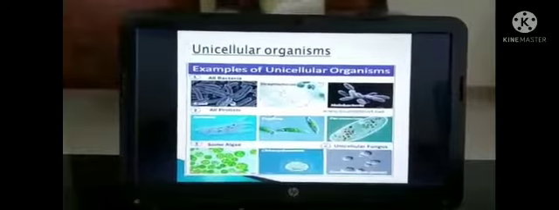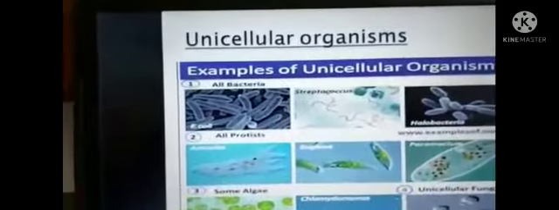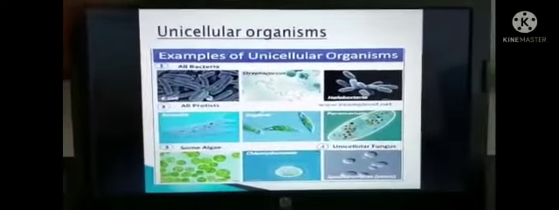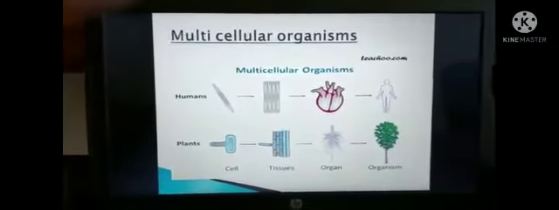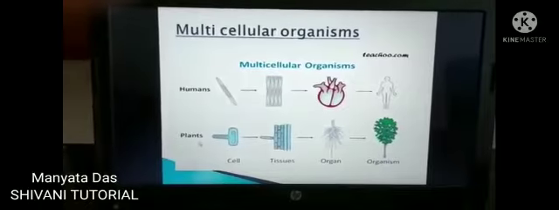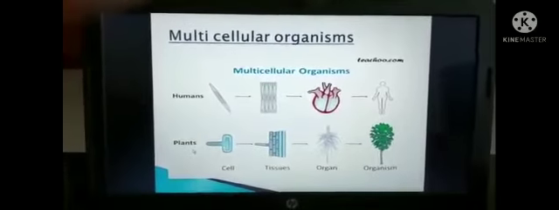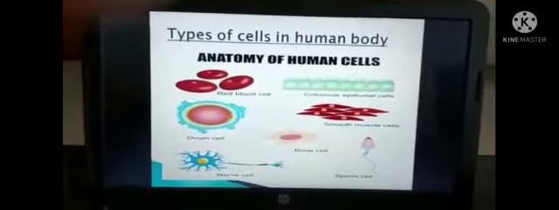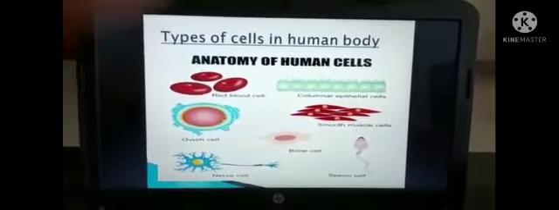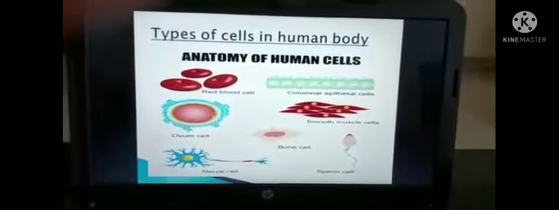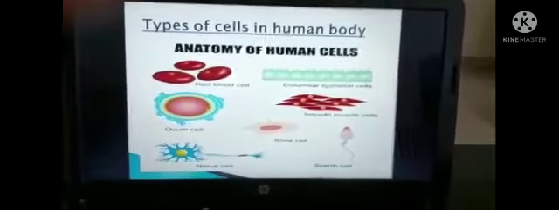So these are some of the unicellular organisms which include bacteria, protists, and some algae. And these are multicellular organisms which include humans and plants. Now these are the types of cells in the human body. So these are red blood cells, columnar epithelial cells, ovum cell, bone cell, smooth muscle cells, nerve cell, and sperm cell.